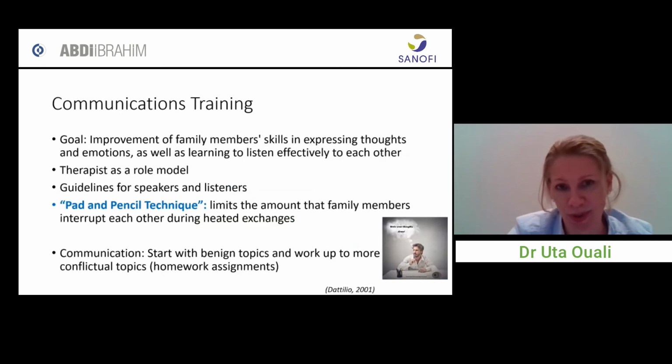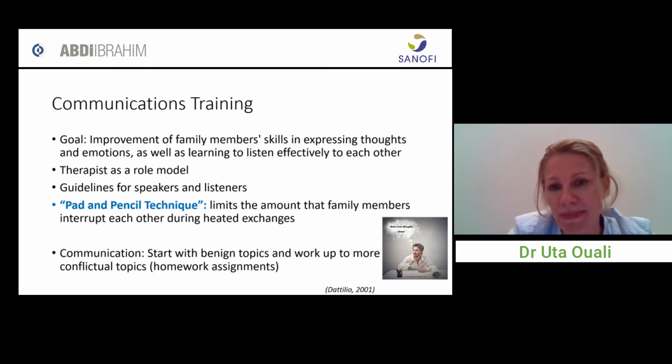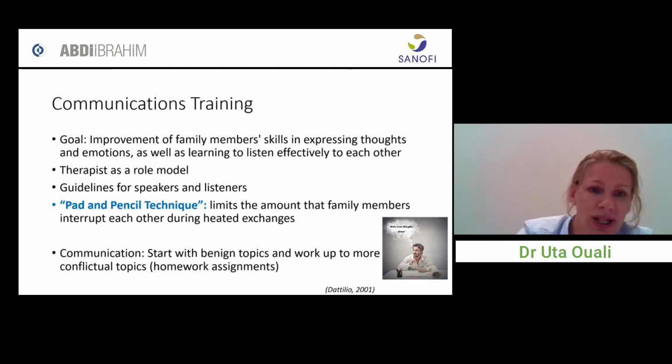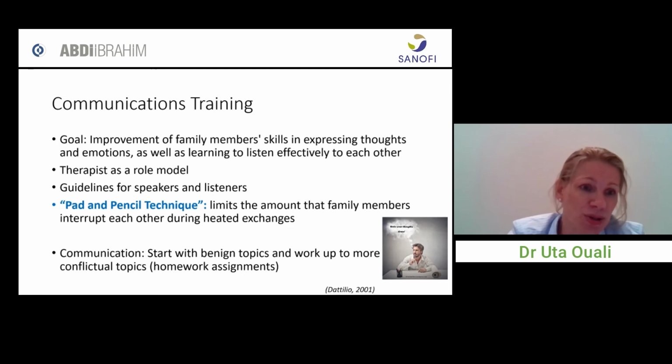Another important technique is communication training, of course, whose goal is to improve family members' skills in expressing thoughts and emotions, as well as learning to listen effectively to each other. Now, the therapist serves as a role model, and he gives guidelines for speakers and also for listeners, because the difficult thing of family relationships or family arguments is always that they tend to raise their voices and to interrupt each other. And so Datilio proposed a very interesting technique to limit the amount that family members interrupt each other during heated exchanges, which is the pad and pencil technique.